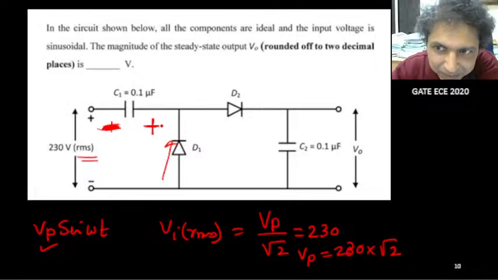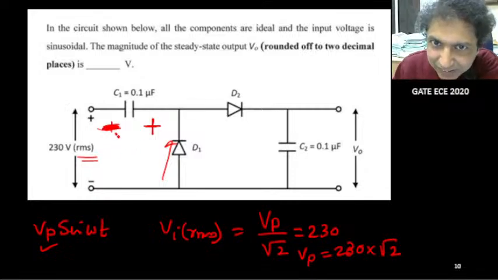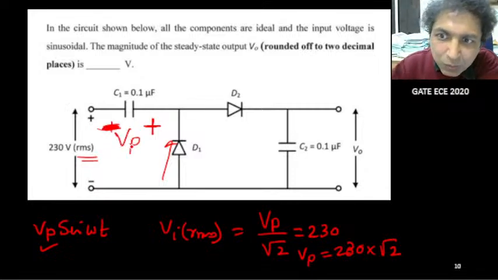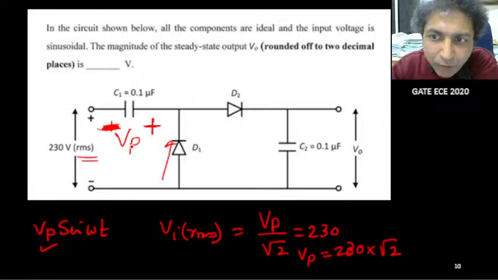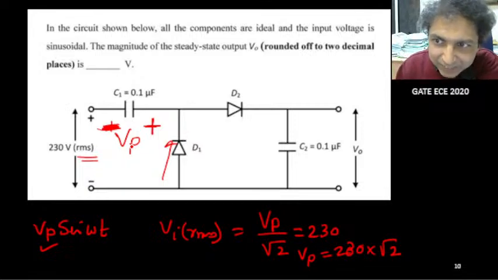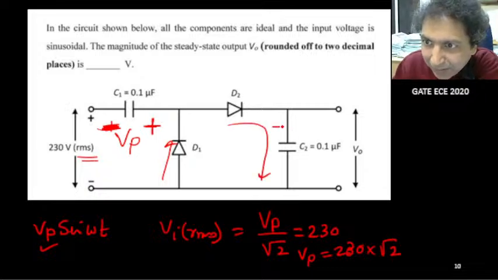Okay. So what is the potential across C1? It is the same as Vp that I have discussed. The potential across C1 will be the peak voltage. And the second capacitor, how will it go? This side, so this is plus and this is minus. And that voltage will be 2 times Vp.